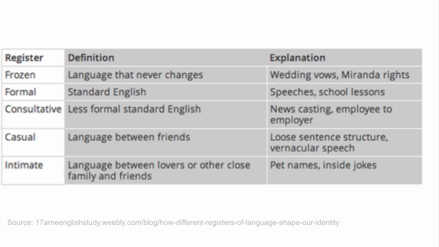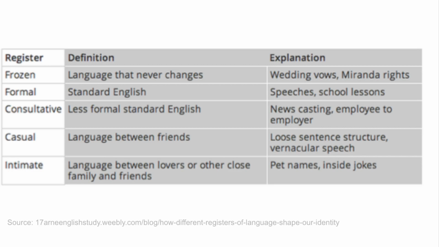Now, we can think of these basically in five levels. You'll find other versions, but this is one way to look at it. So we have a frozen register, which is basically language that never changes. It's fixed. Okay, so your wedding vows, basically most people's wedding vows are the same, or Miranda rights, what the American police say to people when they are being arrested. It does not change, right? It's memorized and it's fixed.